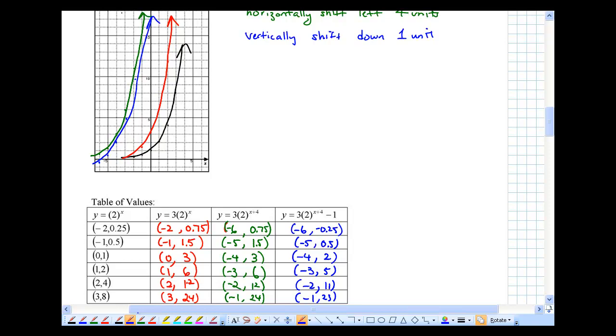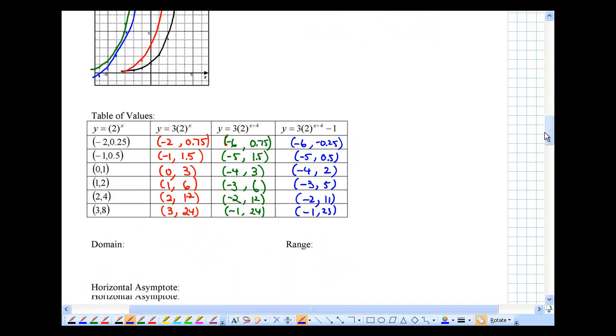Okay, and there you have it. Now, in all these cases, what do you think happens to my domain? Domain talks about all the x values, so it still seems like all x values make sense to me, and they all work, so we keep it as all real numbers.